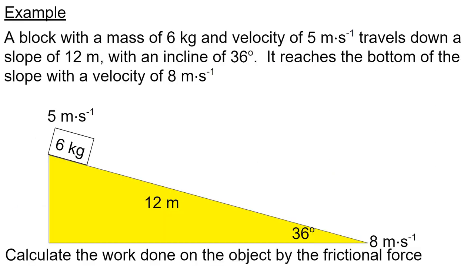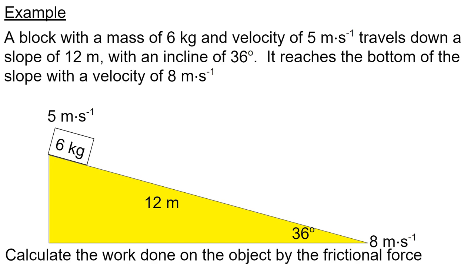So let's see how we apply this in an example. A block with a mass of 6 kg and a velocity of 5 meters per second travels down a slope of 12 meters with an incline of 36 degrees. It reaches the bottom of the slope with a velocity of 8 meters per second. Calculate the work done by the object's frictional force.